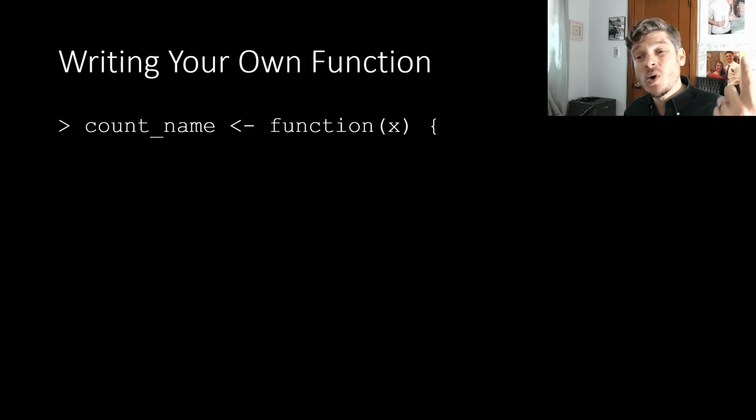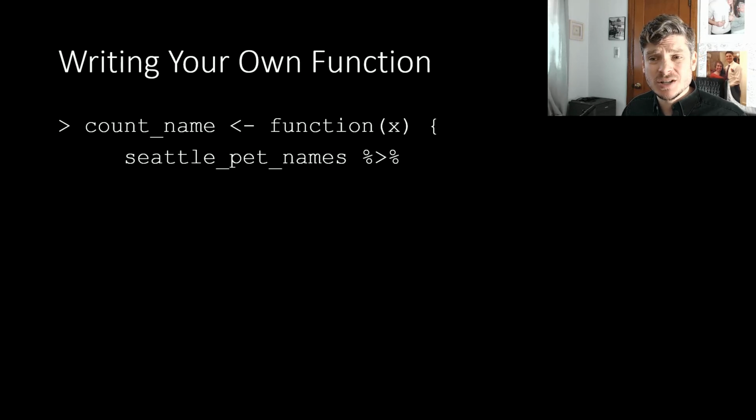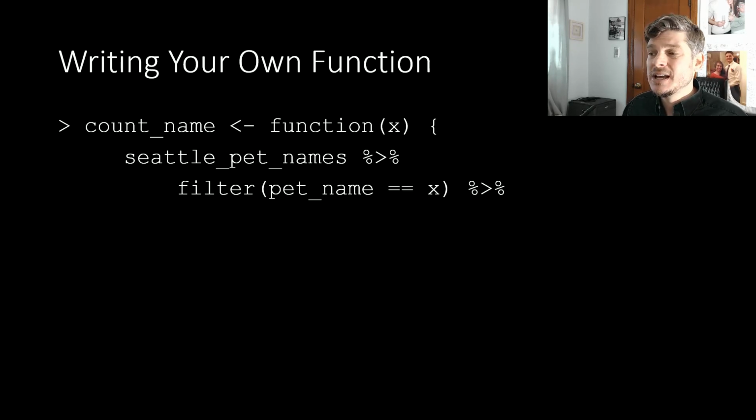So I only need one input, or one argument, for this particular code. So just X, that's it. Then my open brace, and then my code is basically what I just had before. The pet names: I'm going to take that data frame, pet names, and filter it by the pet name being equal to X. Then I'm going to pipe that into nrow to count the number of rows, and then my ending brace on its own line to specify that I'm done.